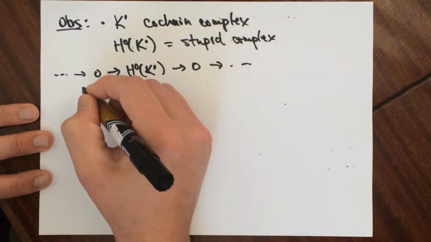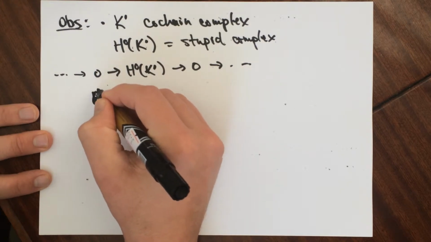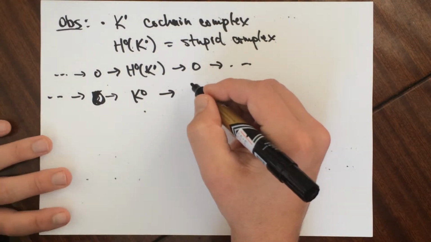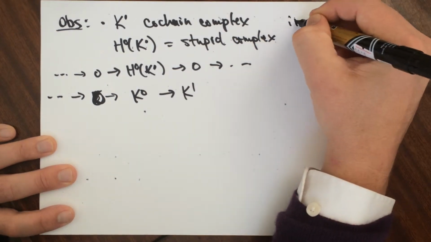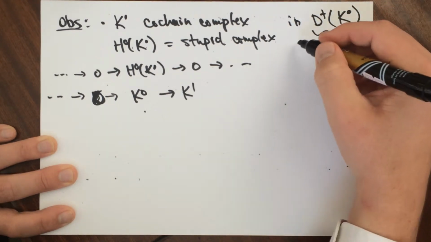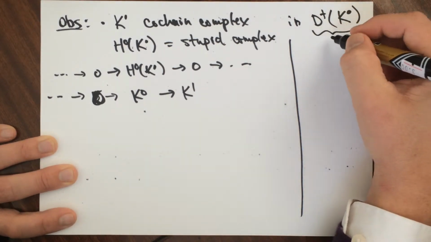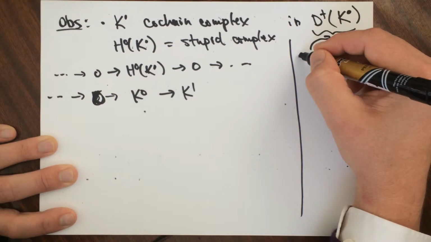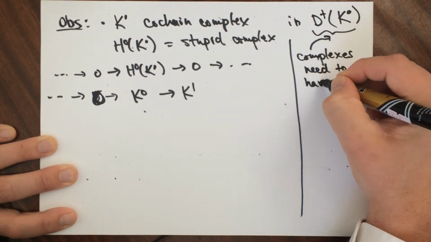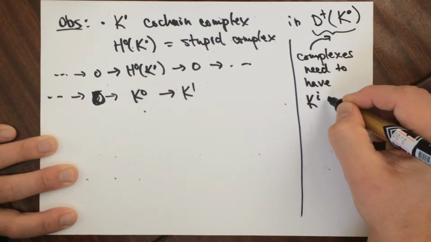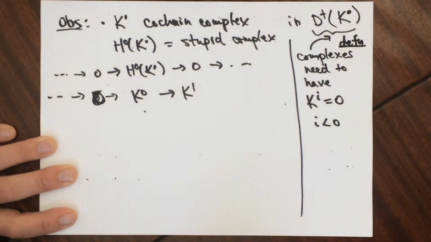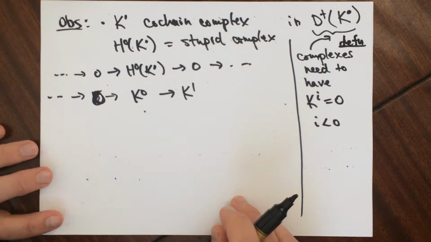So we have K. I guess we can have K minus 1 here. Actually, we need to not have K minus 1 here. Here, K1, so in D plus of K. Let's say that K^i is equal to 0 for i less than 0. So this is a definition here. They're positive complexes, non-negative complexes.